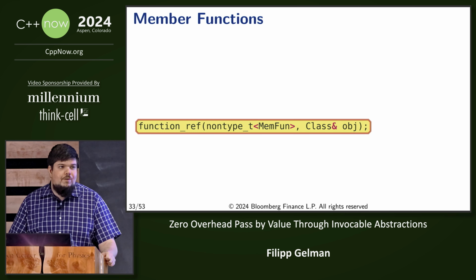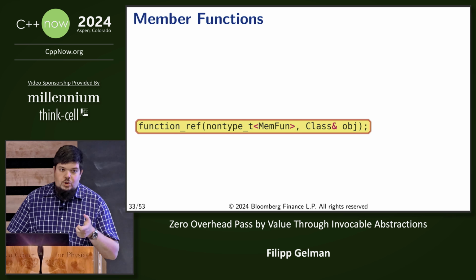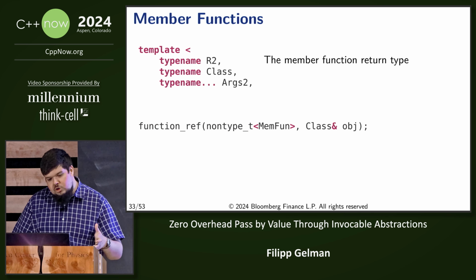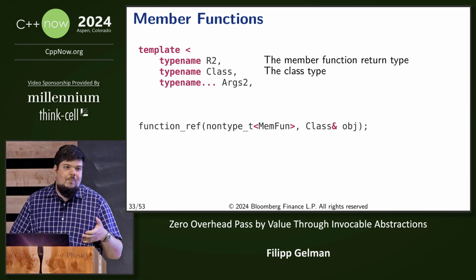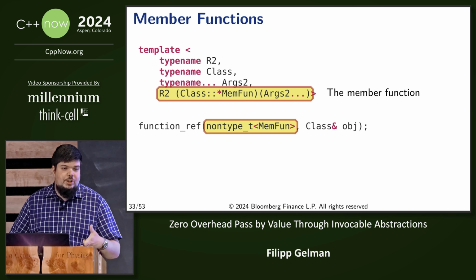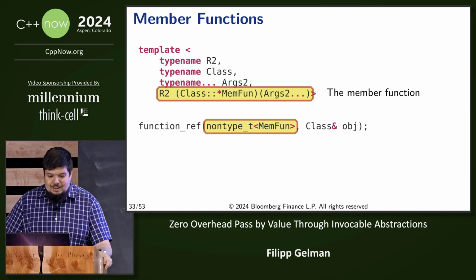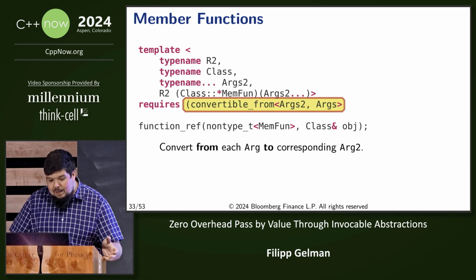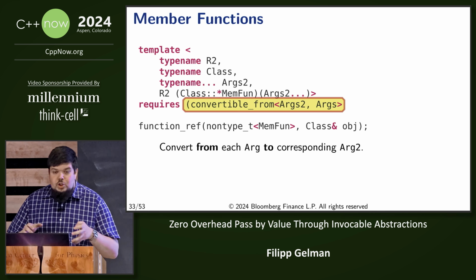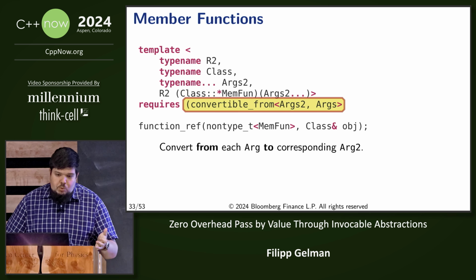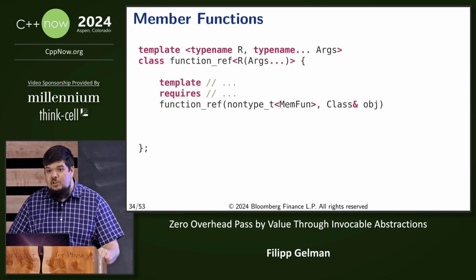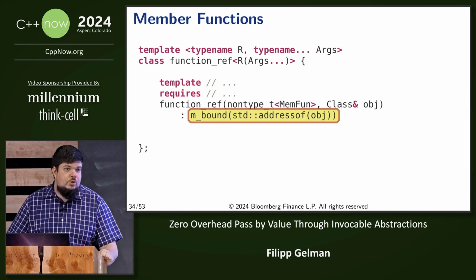Well, let's write a constructor that takes the member function to call as a non-type template parameter. It has to deduce a bunch of things like the return type, the class that I am going to have, and the argument that this member function takes, and the address of the member function itself. It's a template argument, kind of. We need to constrain this the same way, that for every argument that the function ref takes, we can convert from it to the corresponding argument that the member function takes, following the same rules, and we can do the same for the return type back. And all that's left, now that the constructor is sufficiently constrained, is to save the address of the object that we want to call. Yes?